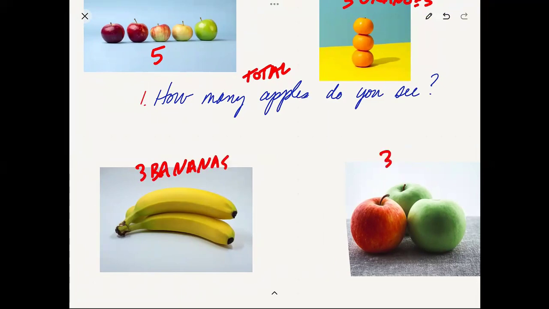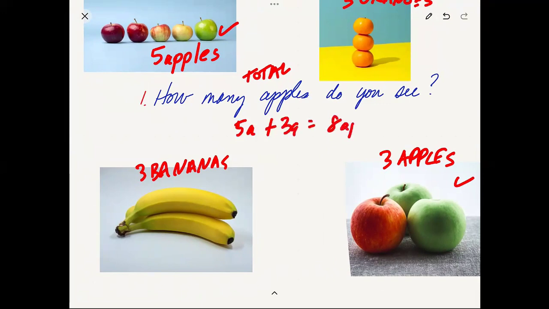And there are 3 more apples here. So if I said, how many apples do you have? You would say, oh, we have 5 apples here, and we have 3 apples here. So we can combine those two. So 5 plus 3 equals 8. We have 8 apples all together.